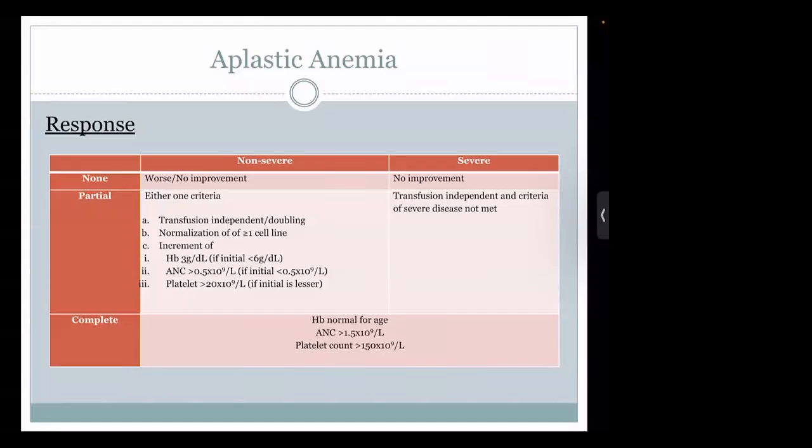For severe aplastic anemia, a partial response has to be transfusion independent, and the previous criteria of severe aplastic anemia are not met. For complete response, of course, the hemoglobin will be normal for the age, ANC more than 1.5, platelet count more than 150. All these treatments actually take around 3 to 6 months to see the effect.